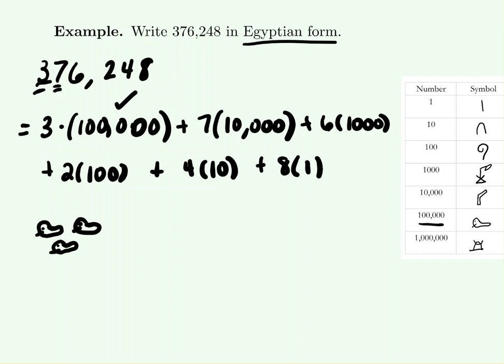Next, we see that 10,000 is represented by this pointing finger. We need to draw 7 of those. Okay, 4, maybe 3 below. Okay. Next, we want to draw 6 of the figures that represents 1,000. So we draw 6 of these flowers.